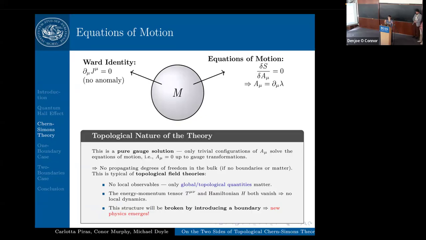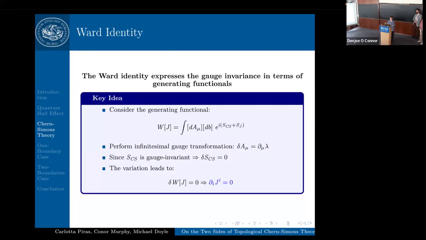So without matter or boundaries, nothing physical happens. There is no rich physics emerging, nothing like that, no dynamics. And we will see that this structure is totally broken by introducing a boundary, and that's why we are so interested in adding a boundary. But before that, we need to define another feature.